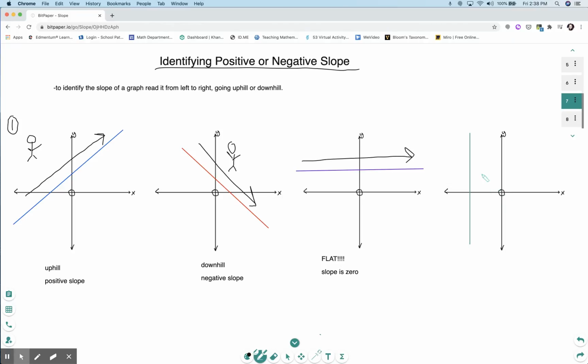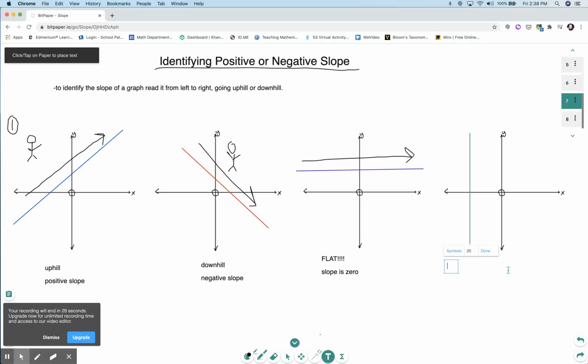All right, and last but not least, we have a vertical line. And here you can stop drawing an arrow and just draw a vertical line. And when you have a vertical line, that is undefined slope. Oops, I'm running out of time here. Okay, so anytime you have a vertical line, it is an undefined slope, which I spelled wrong.